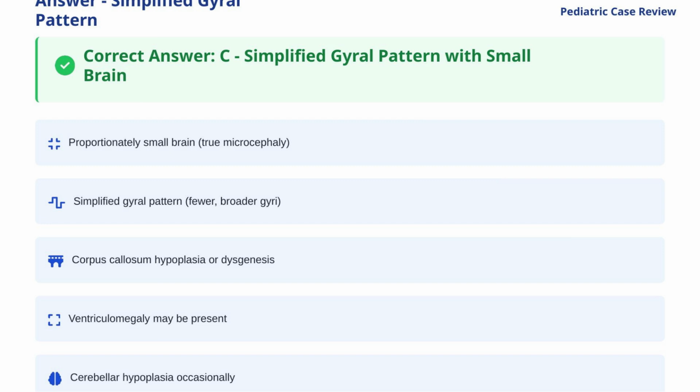Brain magnetic resonance imaging characteristically shows proportionately small brain volume with simplified gyral pattern, meaning fewer and broader gyri than normal. The corpus callosum may be hypoplastic or dysgenetic. Mild ventriculomegaly can occur secondary to reduced brain tissue. Cerebellar hypoplasia is occasionally seen. These findings reflect impaired neurogenesis during fetal development consistent with the underlying cellular dysfunction.